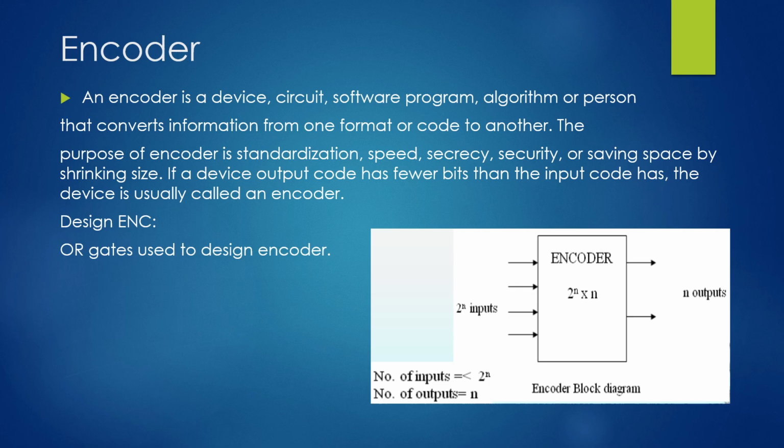And next thing, it's about encoder. An encoder is a device, circuit, software program, algorithm, or person that converts information from one format or code to another. The purpose of an encoder is standardization, speed, secrecy, security, or saving space by shrinking size. So for the design of the encoder, OR gates are used. It also requires 2 power n inputs, and the number of outputs will be n.